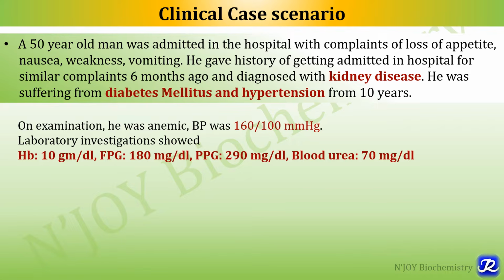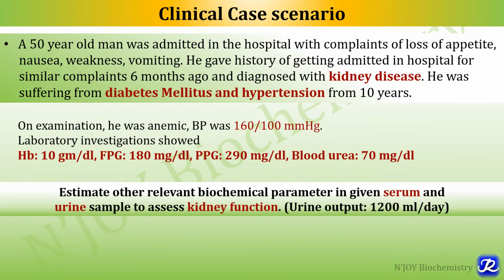Laboratory investigation showed low HB, that is 10 gram per deciliter. Fasting plasma glucose was increased, that is 180 milligram per deciliter. Postprandial glucose was also increased to 90 milligram per deciliter and blood urea was also increased, that was 70 milligram per deciliter. Now the question is, estimate the relevant biochemical parameter in the given serum and urine sample to assess the kidney function. Here urine output is also given, that is 1200 ml per day.